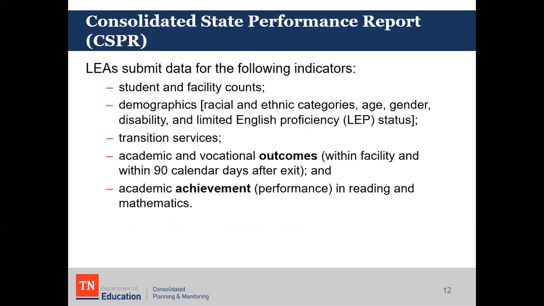Districts submit data for the following indicators: student and facility count, demographics, racial and ethnic categories, age, gender, disability, and limited English proficiency status. Transition services, academic and vocational outcomes within the facility within 90 calendar days after exit, and academic achievement or performance in reading and mathematics.